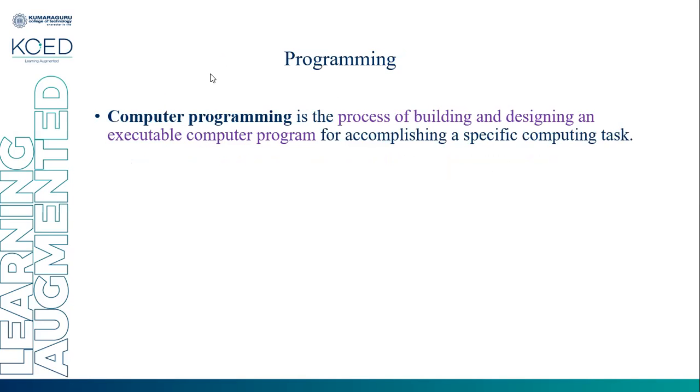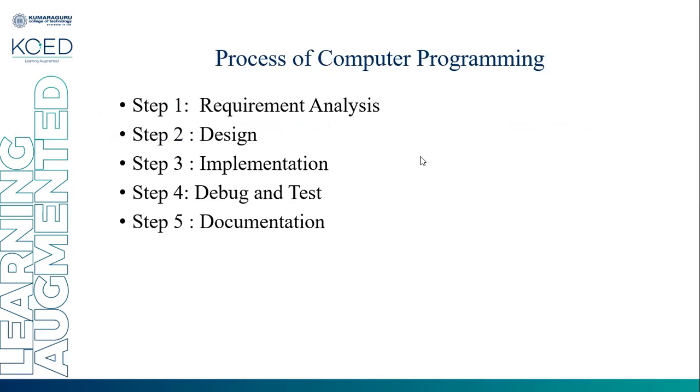Programming. We should understand programming because we are going to do various programs. So we have to understand what programming is first. Computer programming is a process of building and designing an executable computer program for accomplishing a specific computing task. That is known as programming. We are building a computer program for what? To accomplish a specific task. That is known as computer programming.